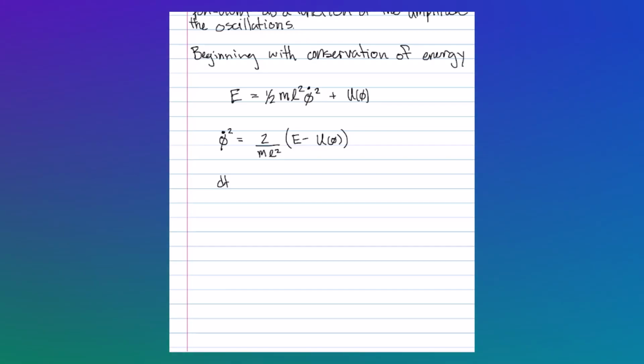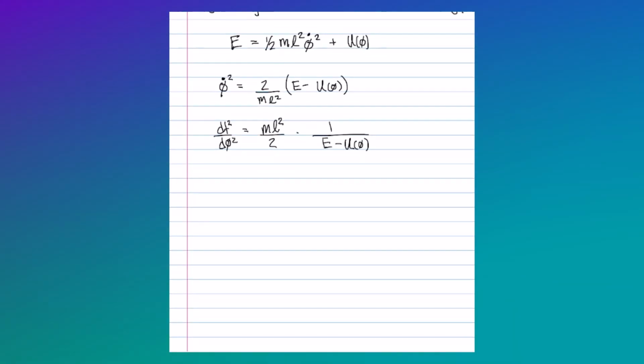All right. Next, we're going to do some silly differential algebra by writing phi dot squared as d phi squared over dt squared, just taking the reciprocal of both sides. And now we're going to solve for t by multiplying d phi squared to the other side, taking the square root, and then integrating with respect to both sides. So on the left, the integral of dt is just t, and on the right, the integral is this expression.